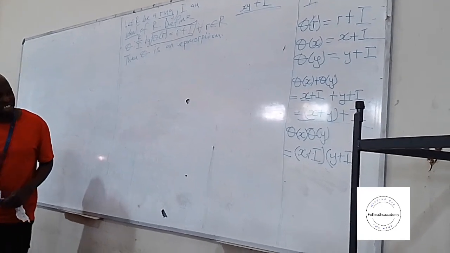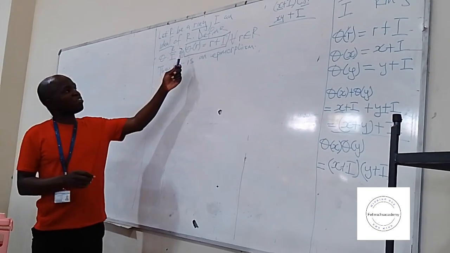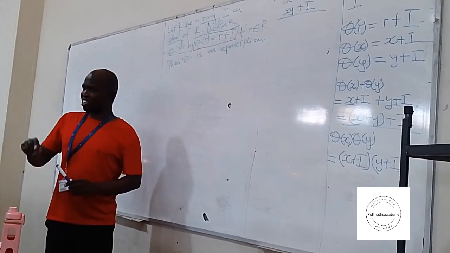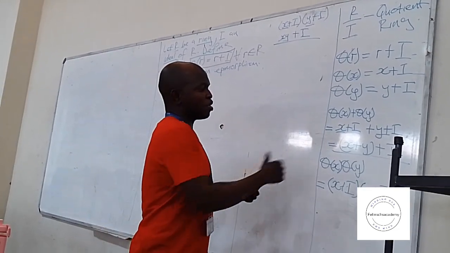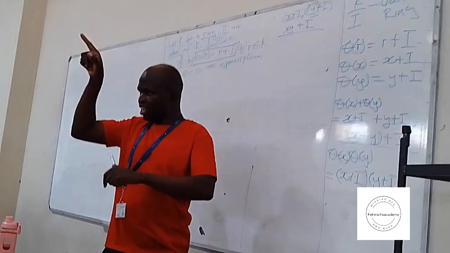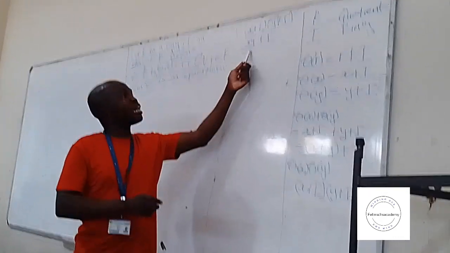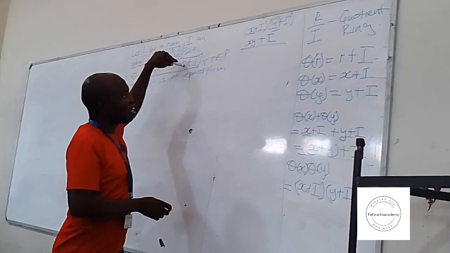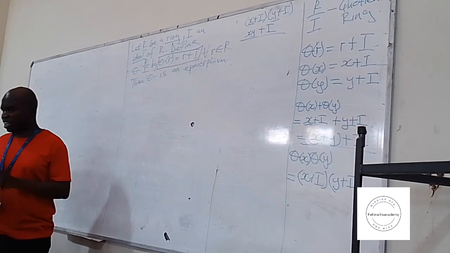The pattern here is theta r is equal to r plus I. Any result follows that r plus I. When we add, we get x plus y in brackets, which is an r, then r plus I. When we multiply, we get xy plus I, still xy which is an r. We follow the rule of the quotient ring.